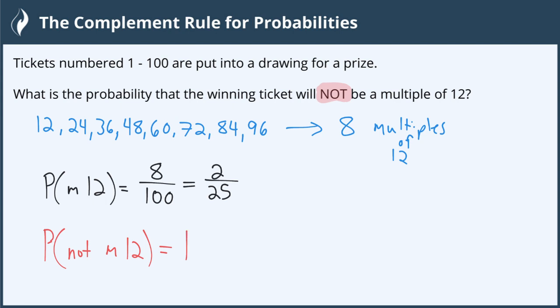So here we can say 100%, or 1 minus 2 over 25 is going to be our probability that it's not a multiple of 12. When we subtract those, we end up with 23 out of 25 as the final solution.